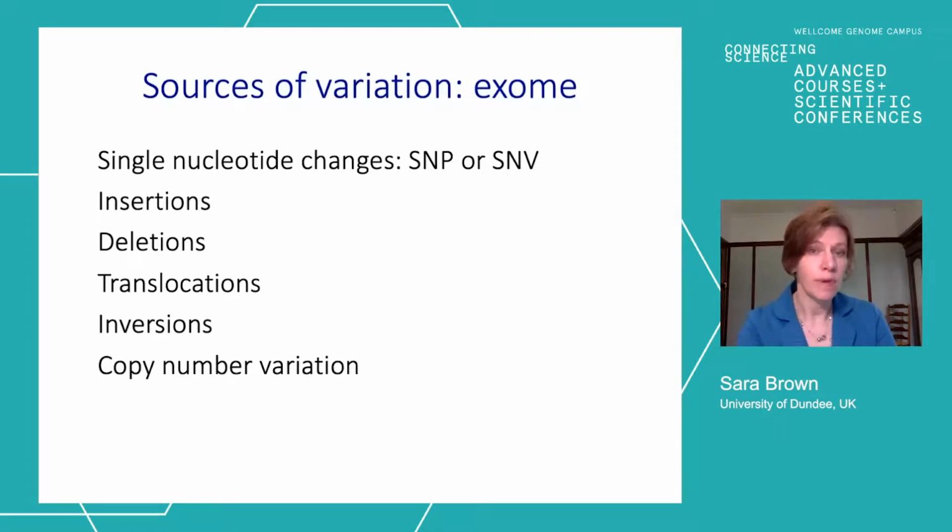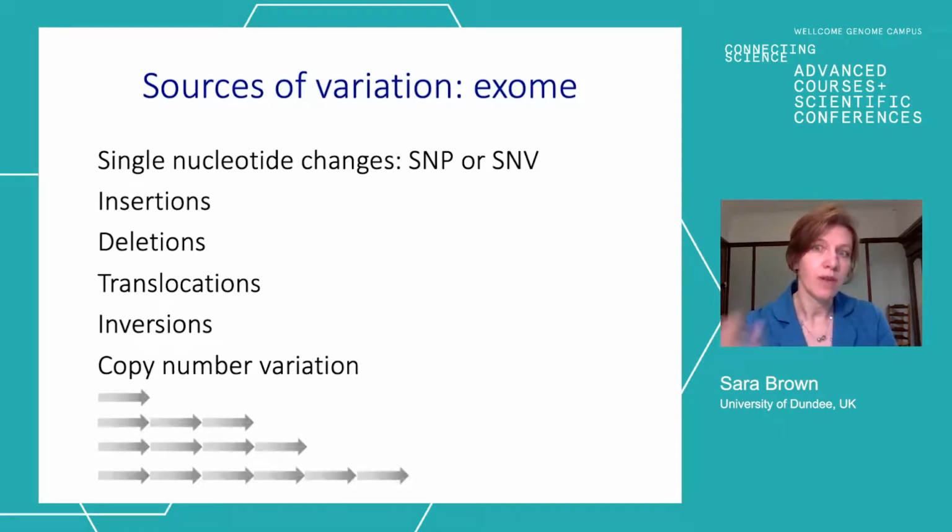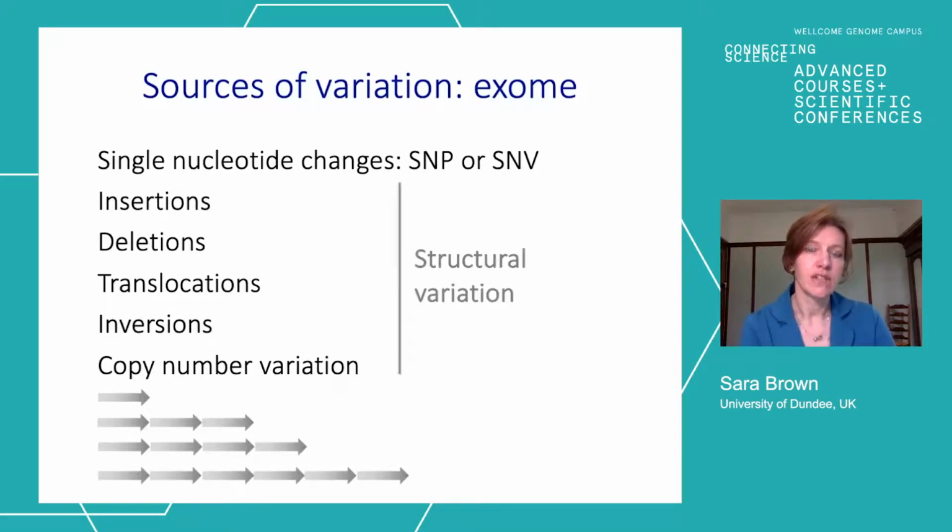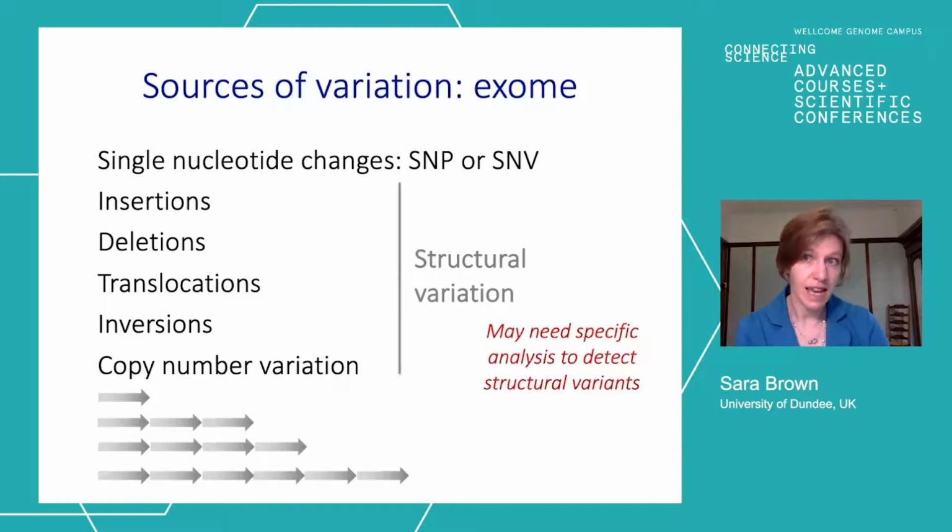And then we can have copy number variation. And what this describes is where a region of DNA can be duplicated and different genomes can have different numbers of these duplications. So taken together, these are called structural variants. And this structural variation is harder to detect sometimes from straightforward sequencing. Sometimes more specific analysis is needed to make sure that you don't miss the structural variants.